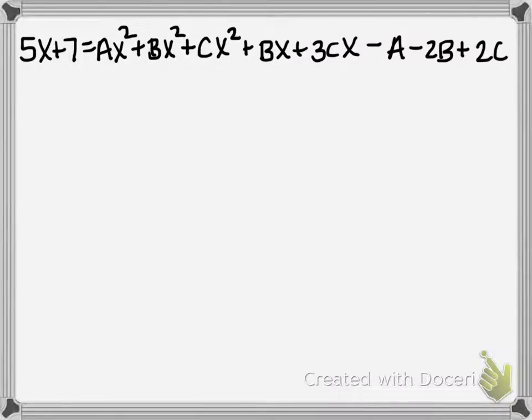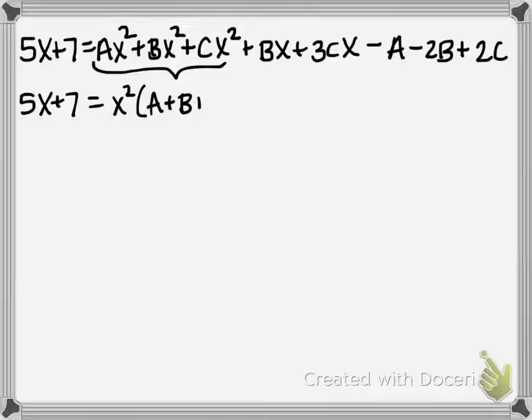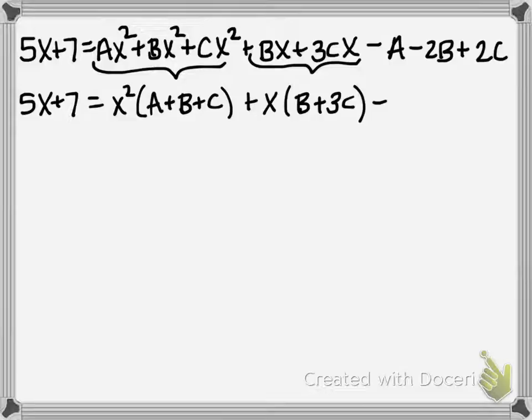Now notice on the right side, the first 3 terms all contain a common factor of x squared. So now let's factor out an x squared, and we're left with x squared times (a plus b plus c). The next 2 terms have a factor of x, so we'll factor out an x and be left with (b plus 3c). And then the last 3 terms don't have a common factor, so we'll just list them: negative a minus 2b plus 2c.